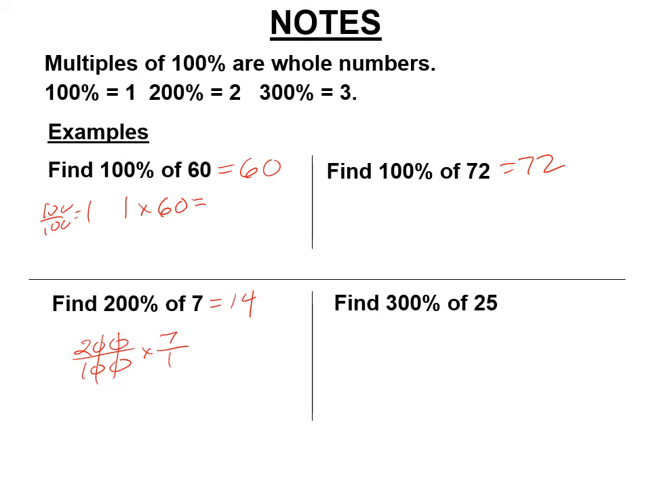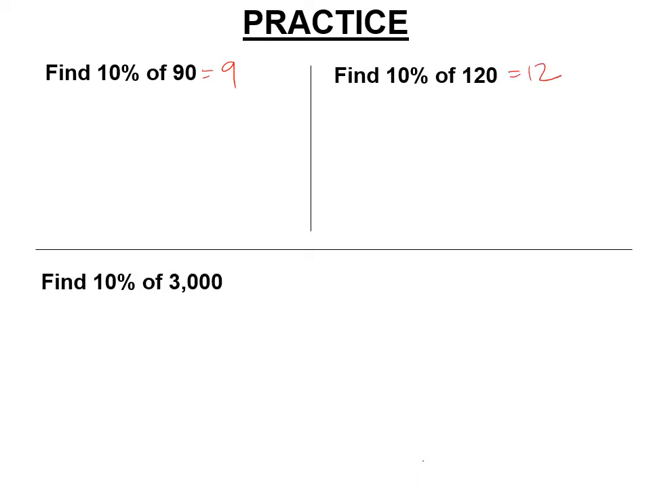300% of 25 is 3 times 25. It's 75, right? Because it's 300 out of 100 times 25. 3 times 25 is 75. So let's practice. 10% of 90 is just 9. 10% of 120 is just 12. 10% of 3,000 is 300.